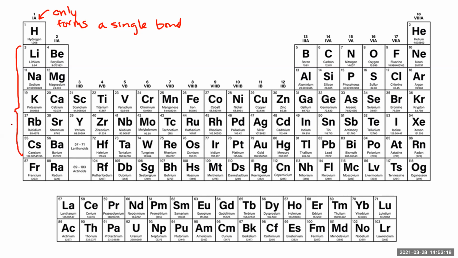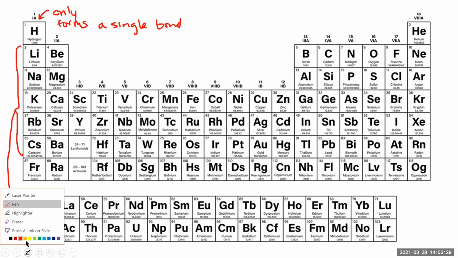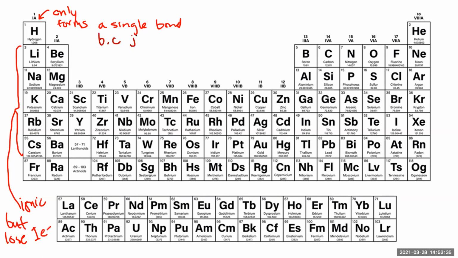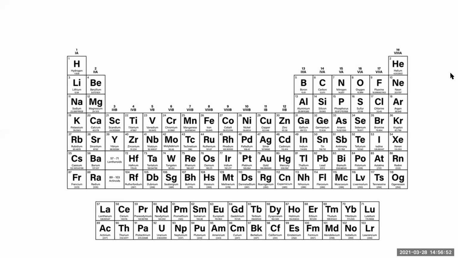These generally do not form covalent bonds. These are ionic, but they lose one electron. Now, in comparison to that, hydrogen forms a single bond because it just needs one more electron for a full shell. All right, so you can see how these kind of behave similarly. So hydrogen is one of a few special cases when it comes to covalent bonds.